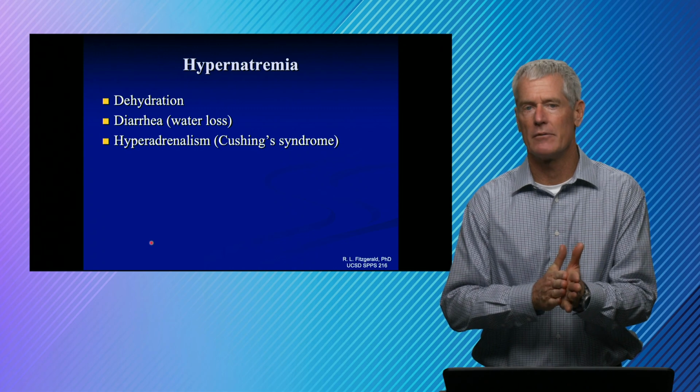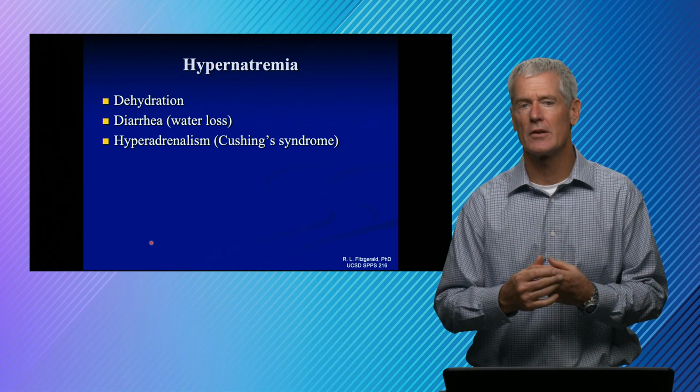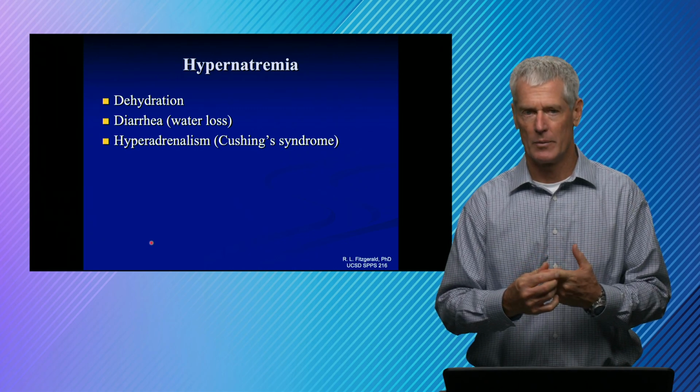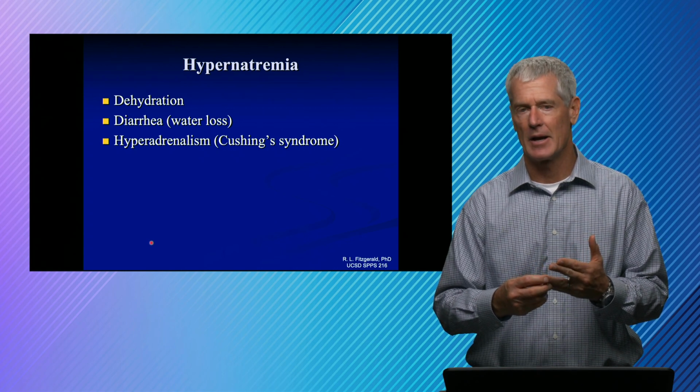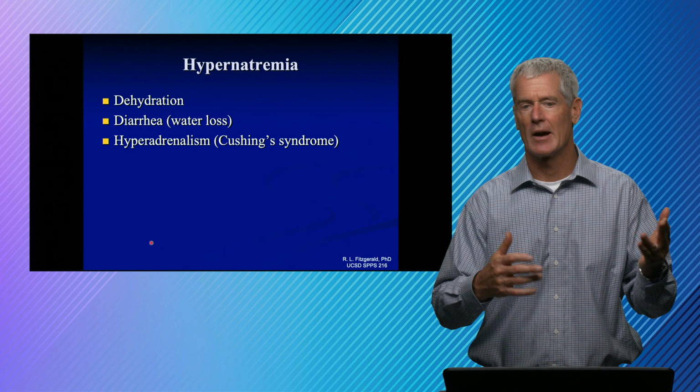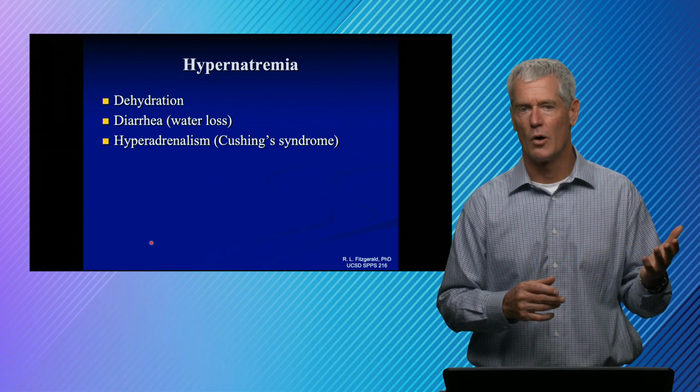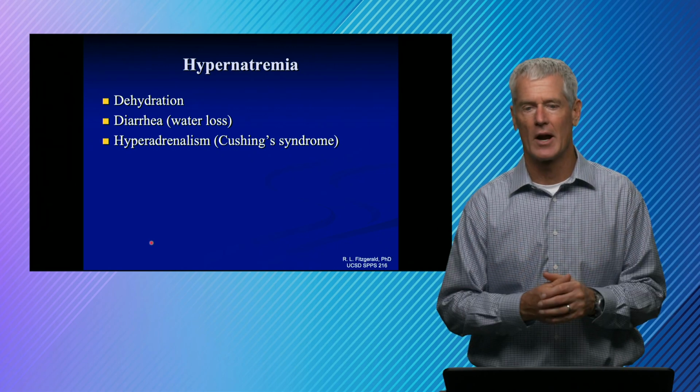Hyperadrenalism. So again, if you remember the four things that aldosterone does, it reabsorbs sodium and it reabsorbs bicarb. It excretes potassium and hydrogen ions. You can figure out what's going to go on with your electrolytes in a variety of disease states.